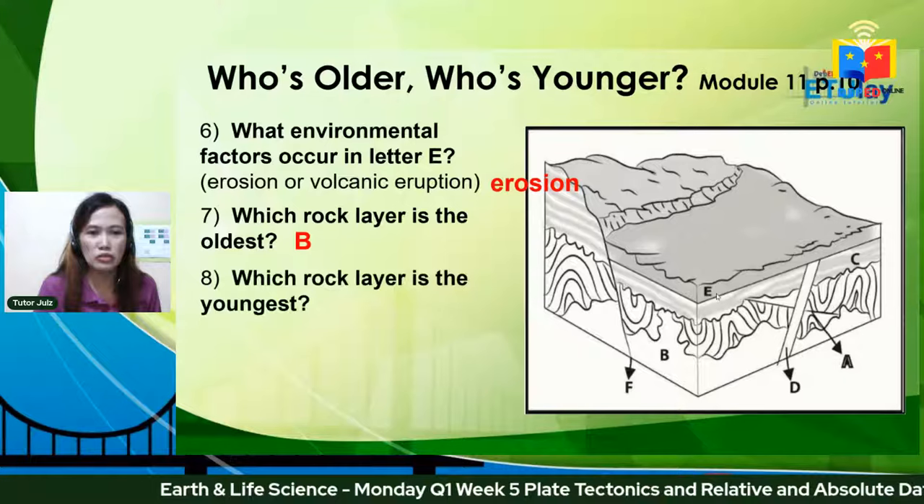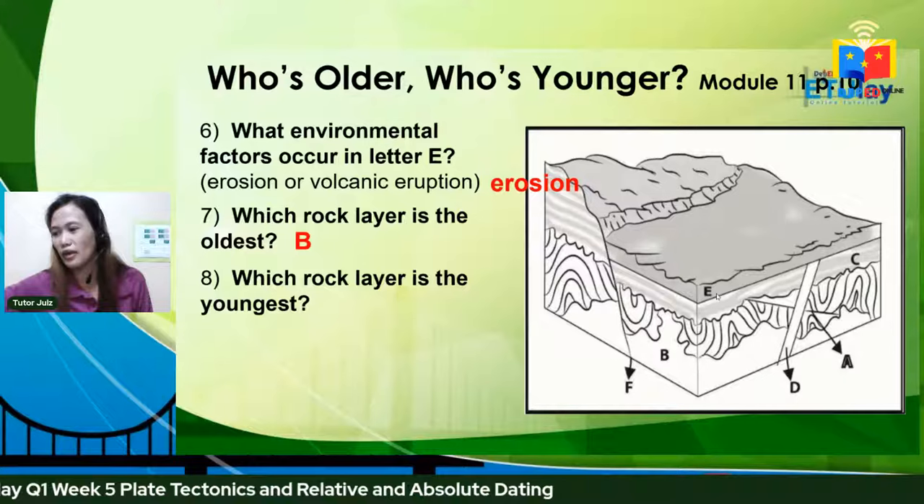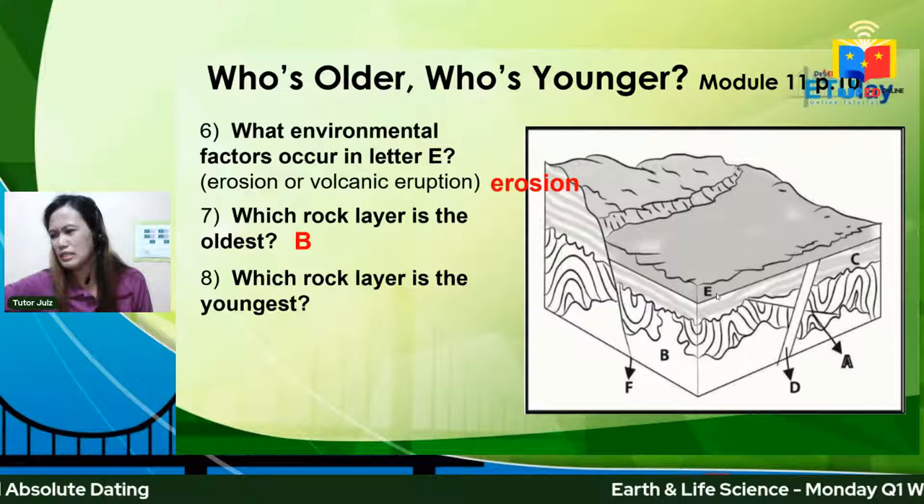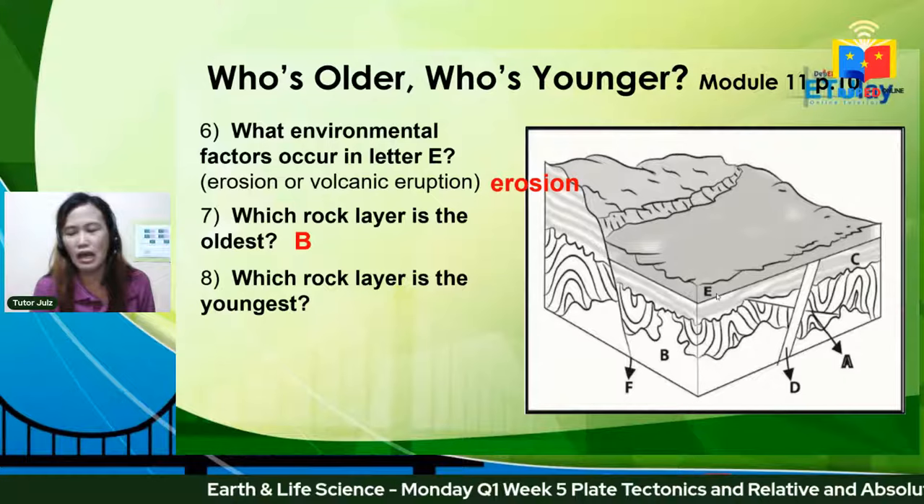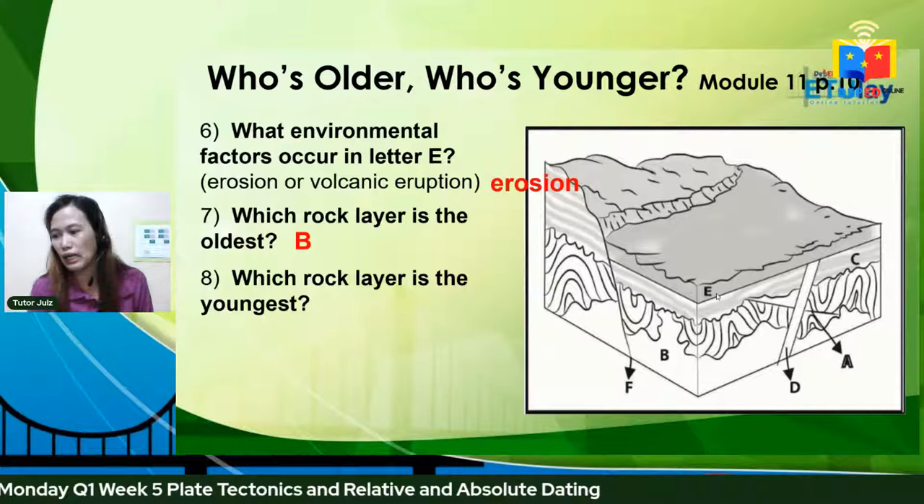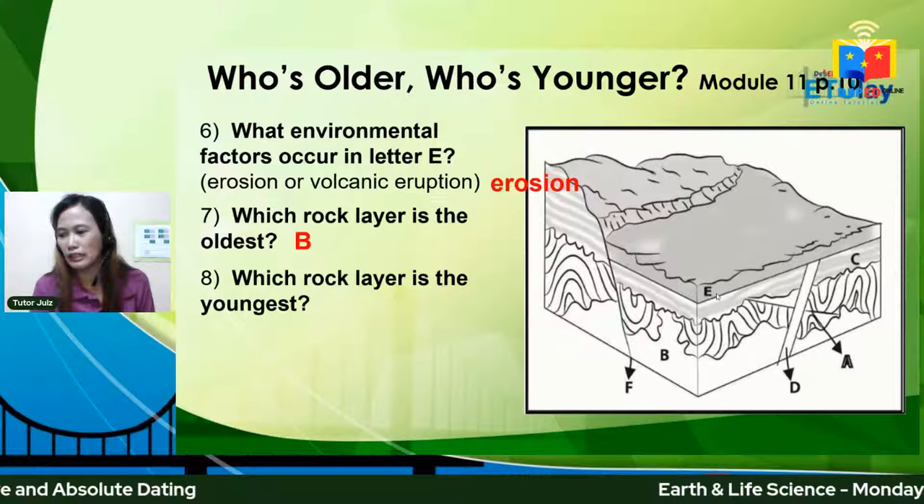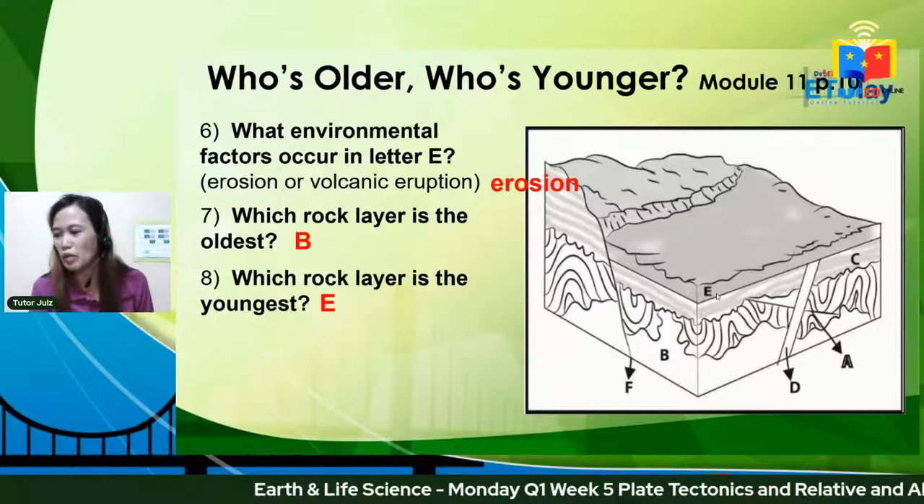Number 7, B. You're right. Yan, mga tama lahat. Number 8. Which rock layer is the youngest? Youngest na tayo. Number 8. I'm waiting for number 8. You're right. Okay, very good. It's letter E. Okay, tama. Okay, very good. Ang galing.